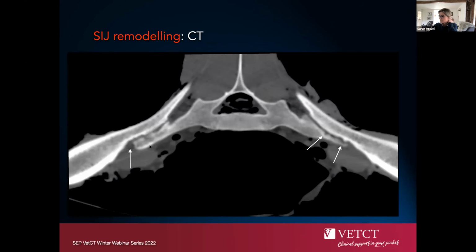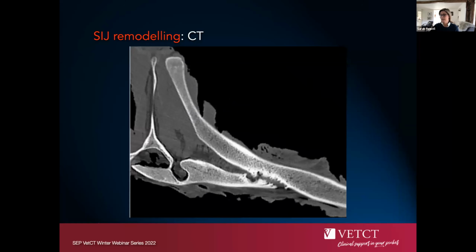CT, this is just an image of post-mortem images. You can see there's no soft tissues to show this was a horse without evidence of any pelvic pain. Just the difference in the symmetry of these joints, so much wider. If you're ultrasound scanning this, a much wider joint space here compared to here, and there's remodeling on the axial surface which you would not see ultrasonographically. And again, reasonable amounts of change here actually, but not a lame horse.